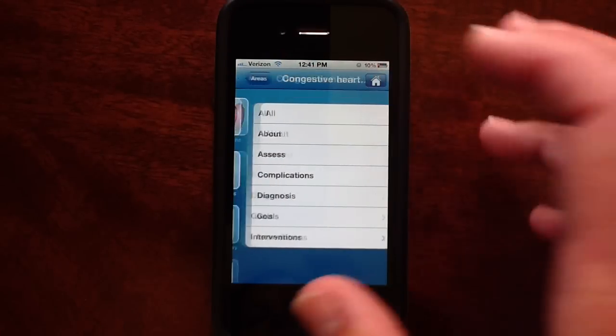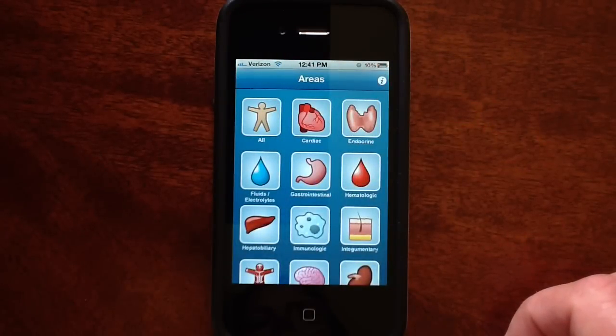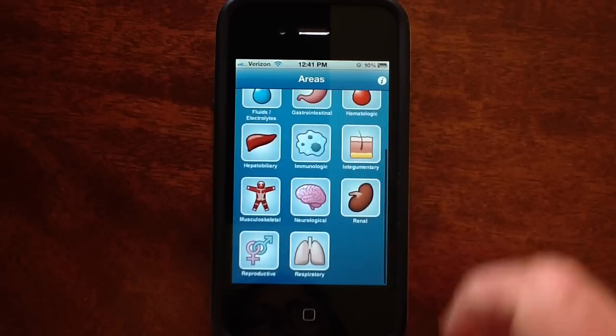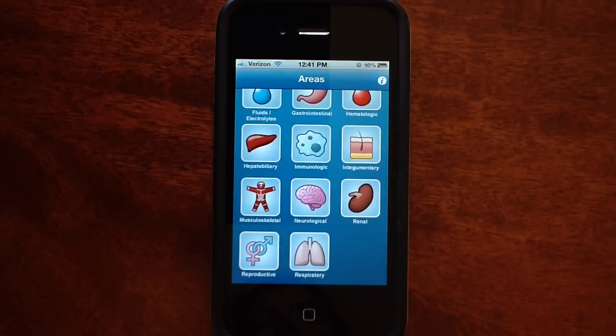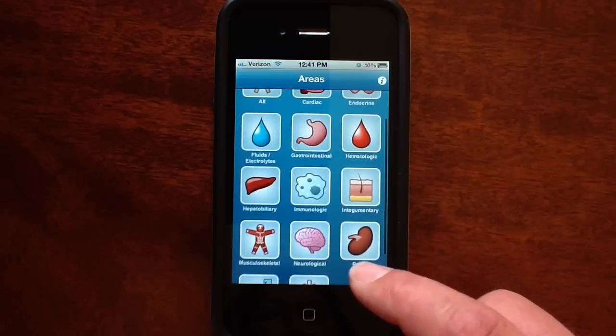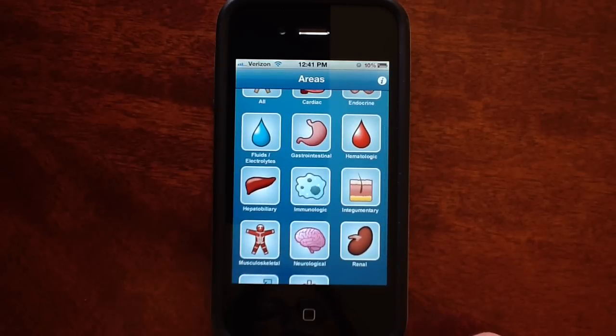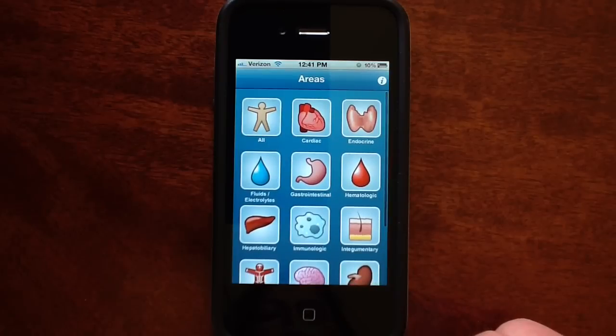Essentially, you can get back to the home page just by going to the Home button. You can see that there are several body systems here. We even have reproductive, limited as it is, but related to medical surgical diagnoses that men and women do have. Respiratory, immunologic, musculoskeletal, hepatobiliary, neurologic, integumentary, hematologic, gastrointestinal, fluid and electrolytes, cardiac, and endocrine. And certainly if you just want to look up a diagnosis, you could go to the All button.